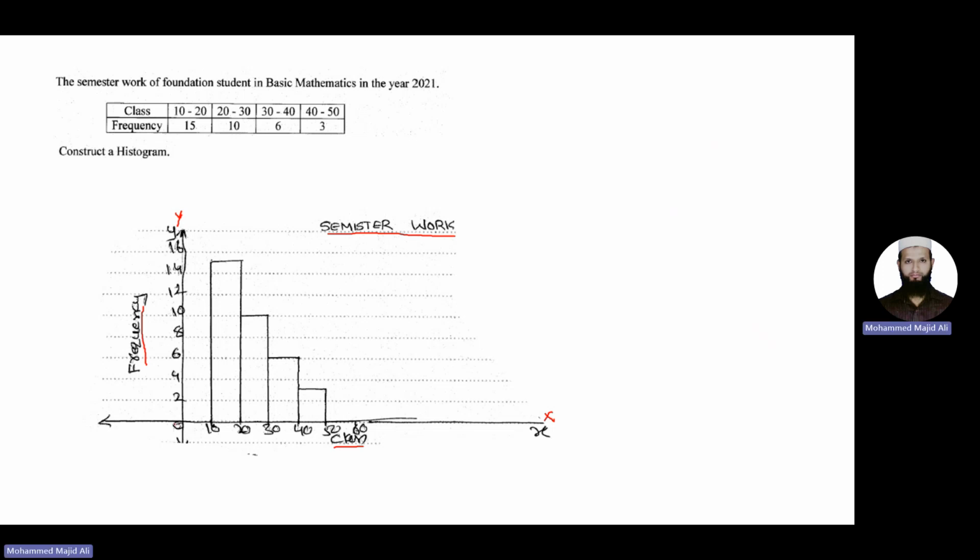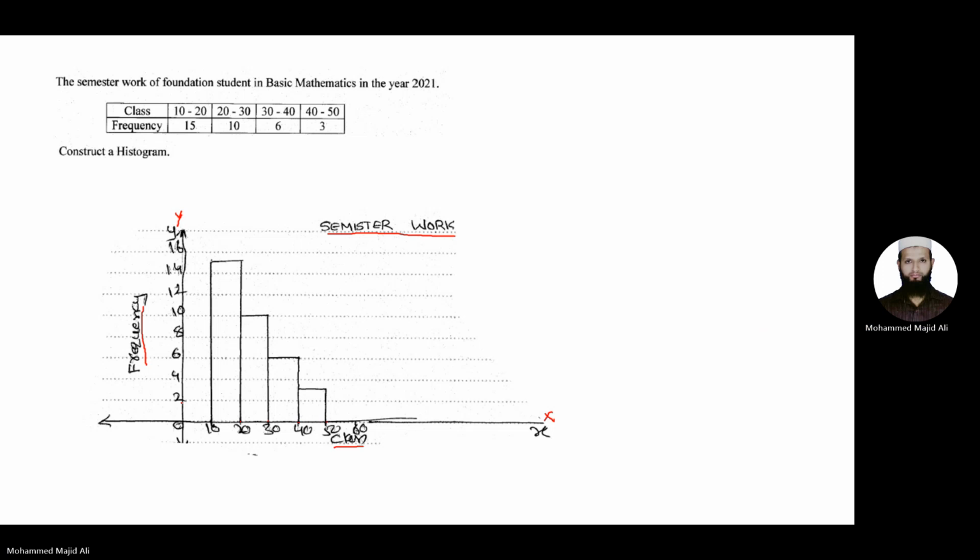Now starting from 0, give this space 10 centimeters, and give the same space 20, then again 10 centimeters, 30, then again 10 centimeters, 40, and again 10 centimeters, 50. Like this, you can mark the class intervals on x-axis. On y-axis, we'll mark the frequency.